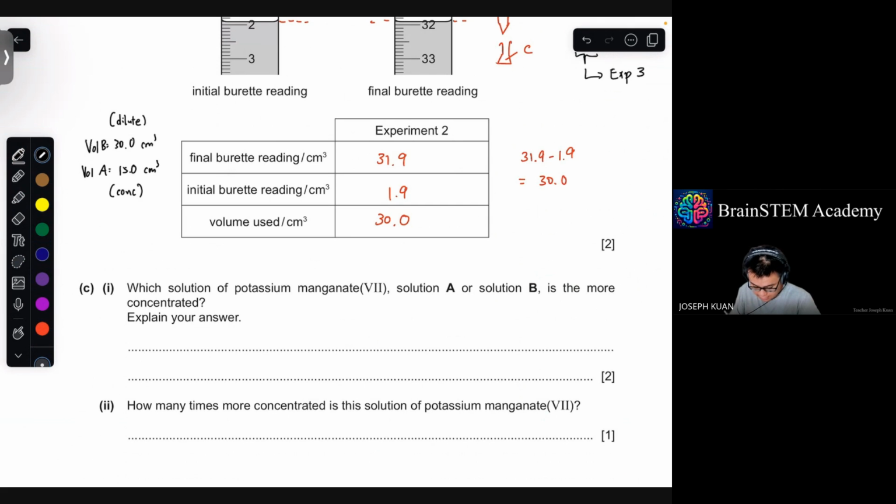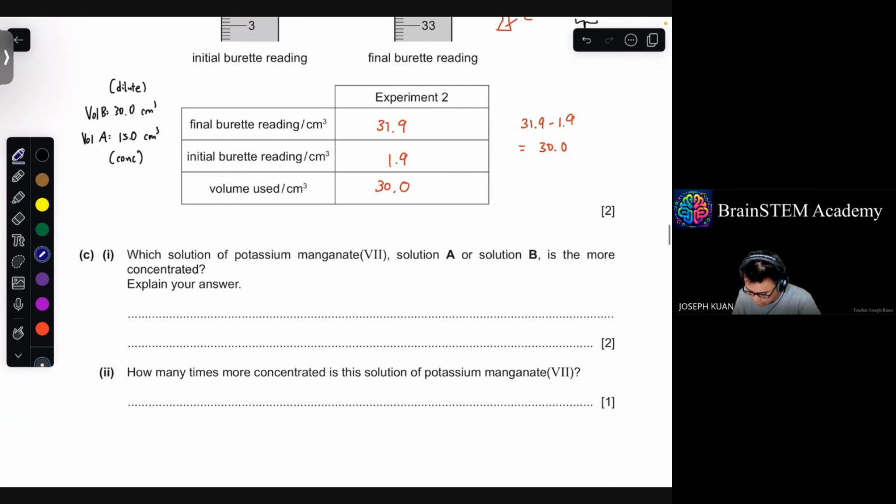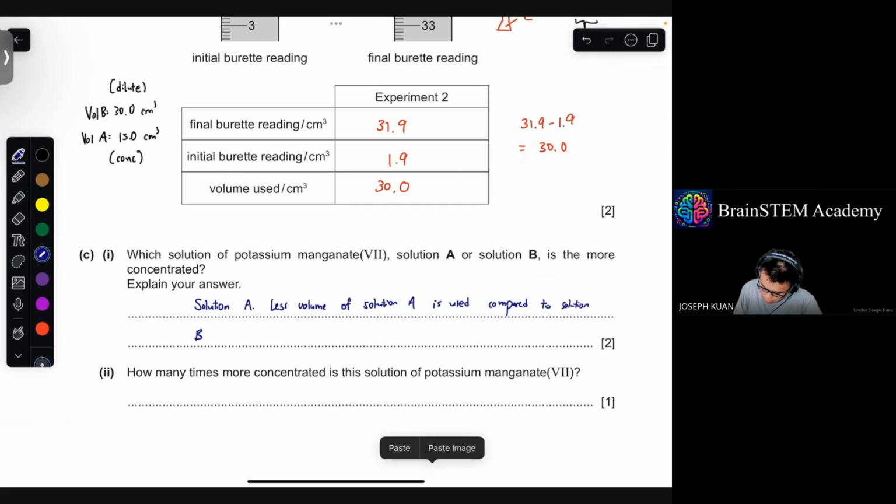Okay, so the answer for C1 will be solution A. Why? Because you are technically using less volume of solution A compared to solution B to complete the reaction.